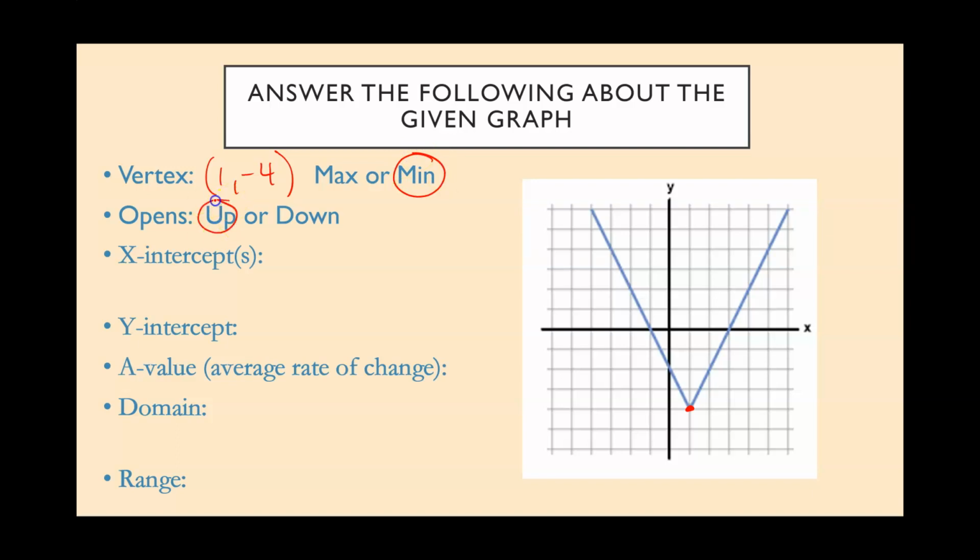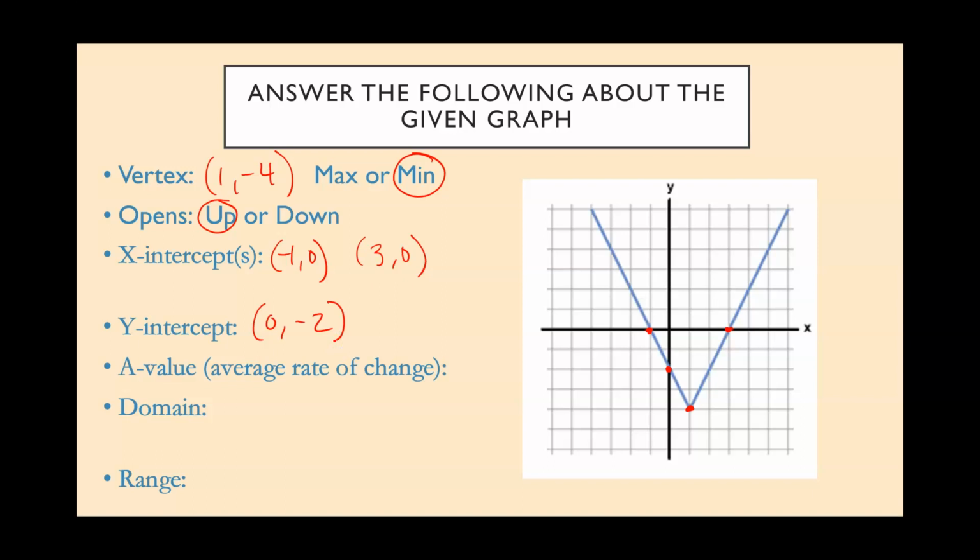Does it open up or does it open down? This one opens up. All right, now your x-intercept is where this graph touches or meets the x-axis. This is my x-axis right here, so right here and right here are my x-intercepts. I'm asking for x-intercepts, so I need them in coordinate form. This point is negative 1, 0, and this other point is 3, 0. So those are my two x-intercepts. Your y-intercept is where the graph crosses the y-axis. It crosses right here, which is the point 0, negative 2.